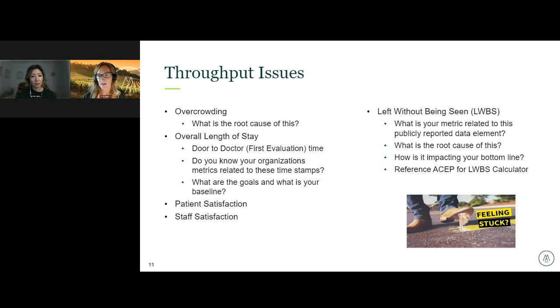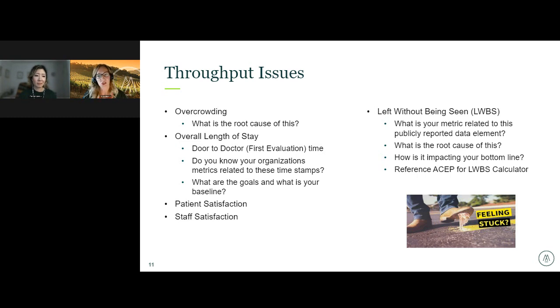Door to doc, your first evaluation time. We talked a little bit about that. If this is a really long time, 2 hours, then it's a really good chance that's going to tie directly with your left without being seen. Usually door to doc time should be, again, it's not a one size fits all because it's based on your capacity and your trauma level and things like that, but it should be at least less than 30 minutes. And then, some folks don't even know these metrics. So that's really step one, overall length of stay, your door to doc time.